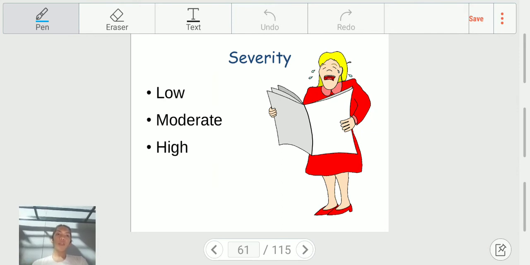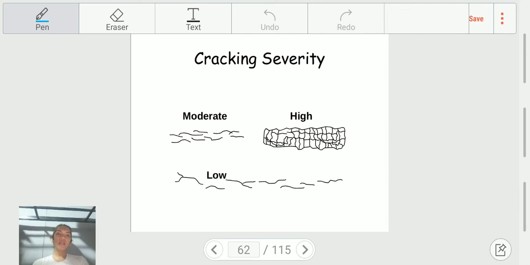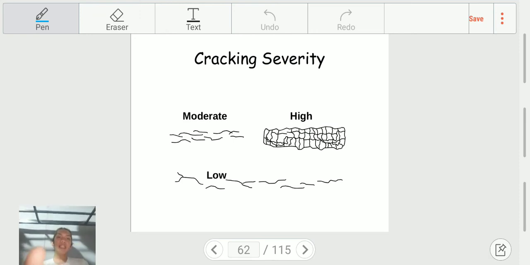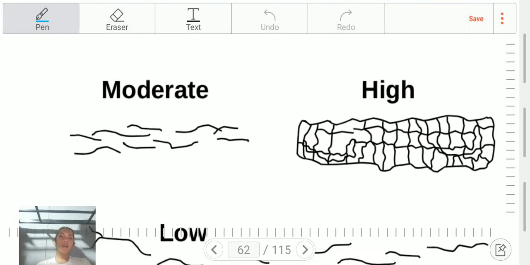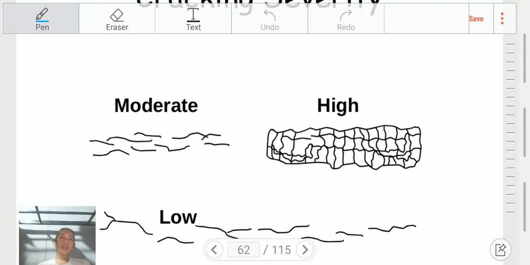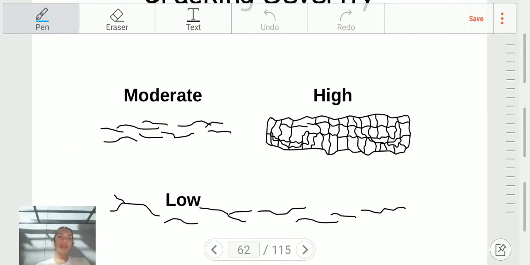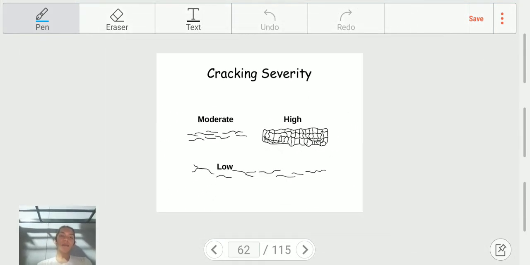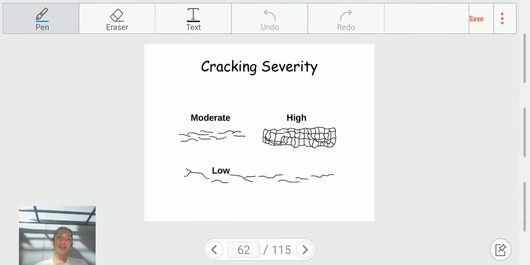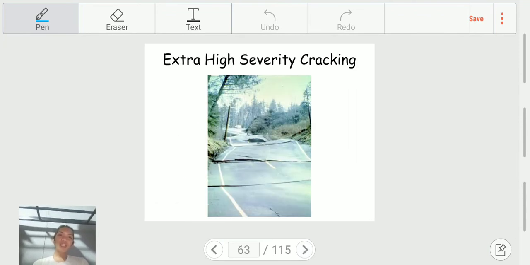We have low, moderate, and high severity. Cracking severity: we have moderate, high, and low. This is the moderate crack. This is the low crack, high crack. Na-notice nyo kanina sa pumping, yun, high crack na yun siya. So, extra high severity crackings.